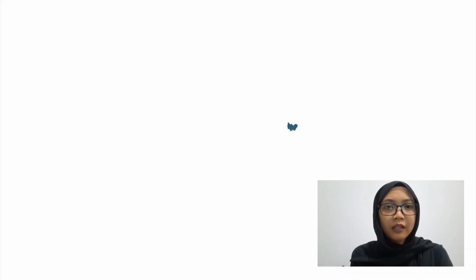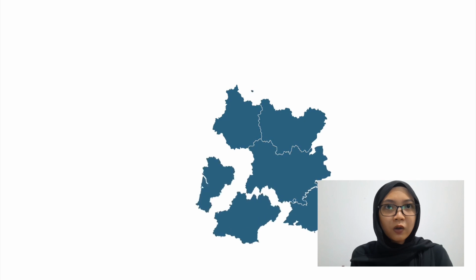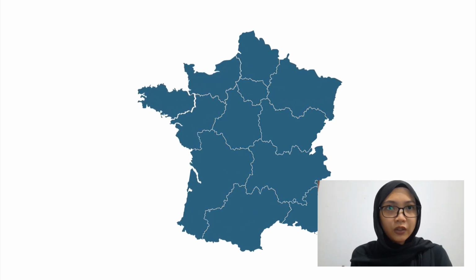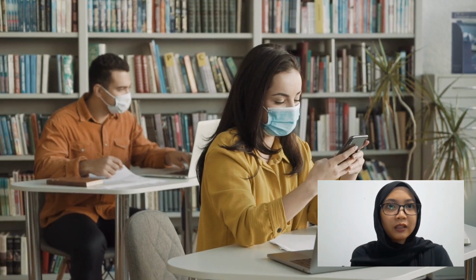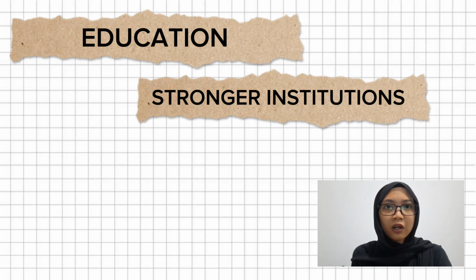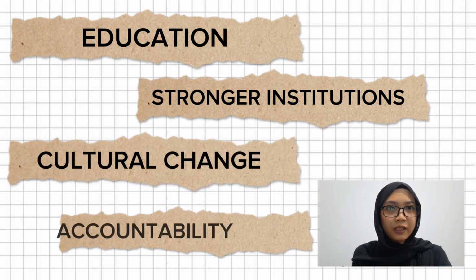The key takeaway: corruption doesn't only happen on a large political stage. It can begin in everyday choices and social environments, but just as it can spread, it can also be prevented, through education, stronger institutions, cultural change, and accountability. As we have seen, understanding corruption through different lenses helps us fight it more effectively.